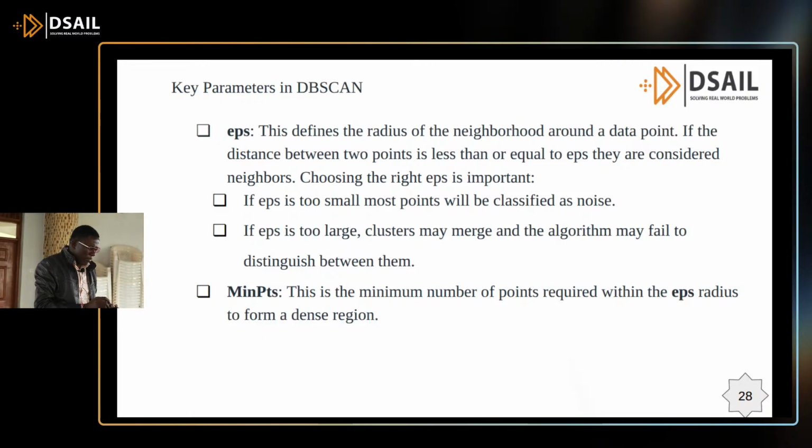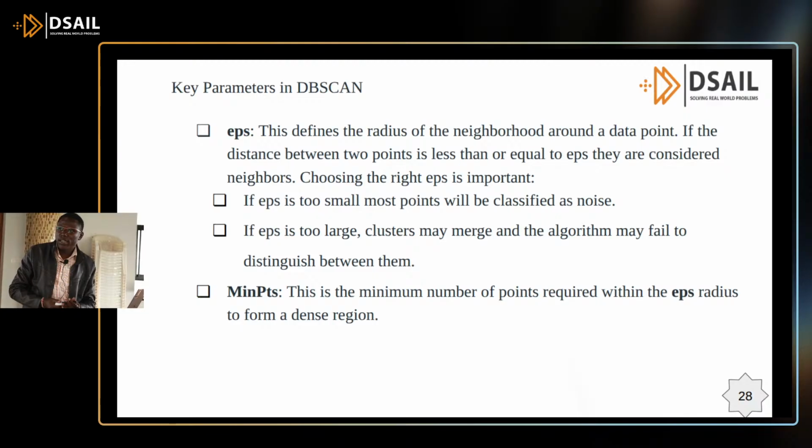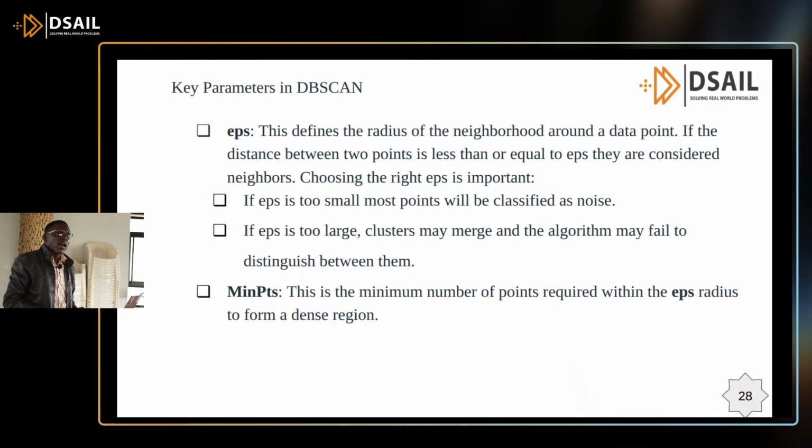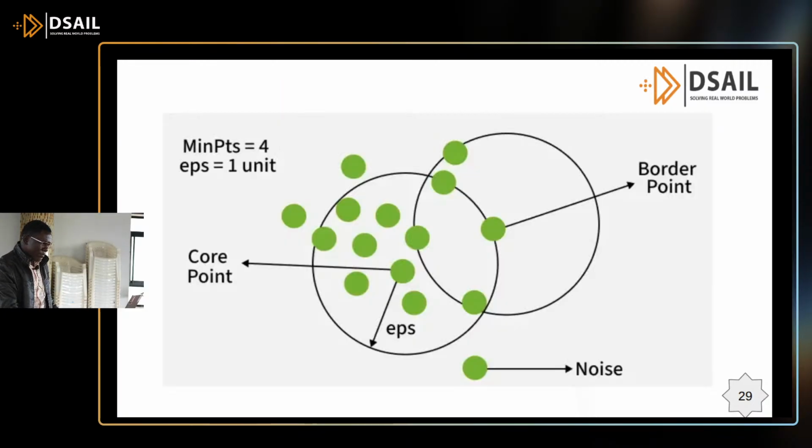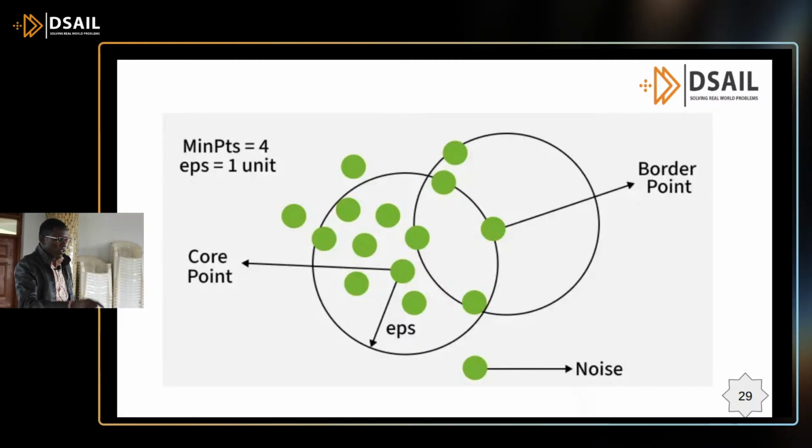It's a good method used for outlier detection, because all other points that don't fit in any of the clusters are termed as noise. So this is just an example that we've already explained. You have all these forming a cluster based on the minimum number of points, and those that don't fit in any of the clusters are termed as noise. So in this case, it could be an outlier based on your data.